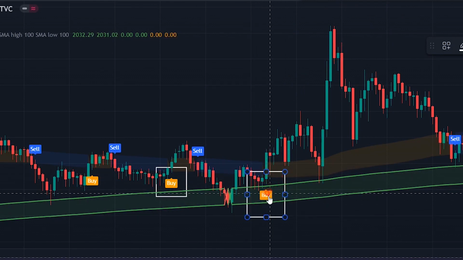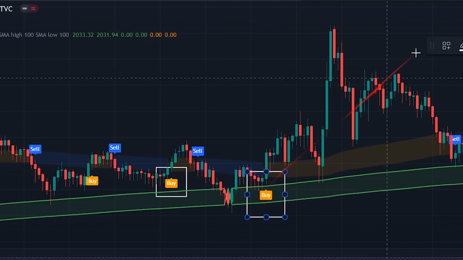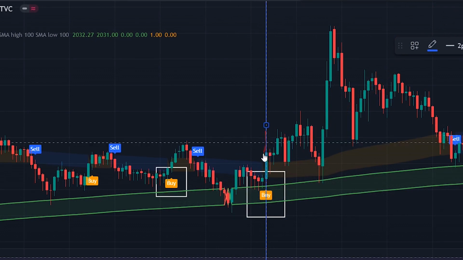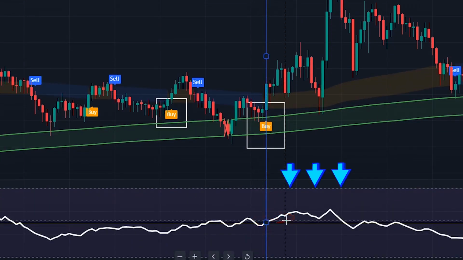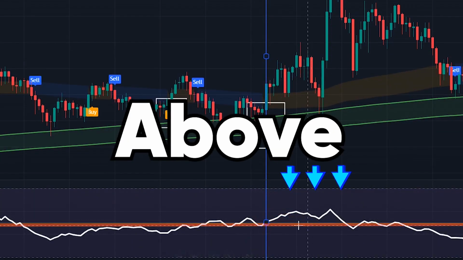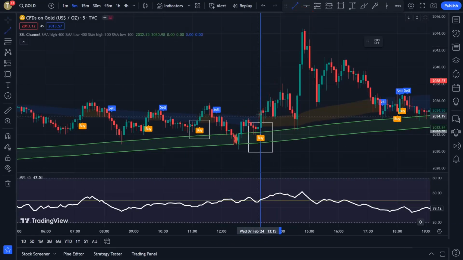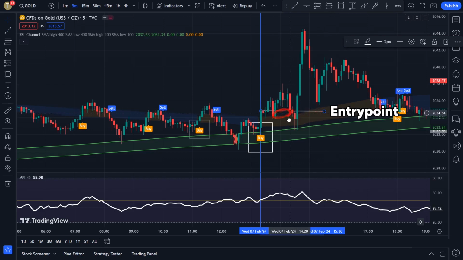After finding it, all we need to do is to go to the MFI indicator and make sure that the MFI line is above the zero line. Once all these conditions are met, we understand that this point is a good point for our buy order.